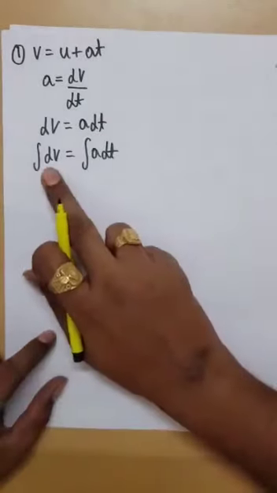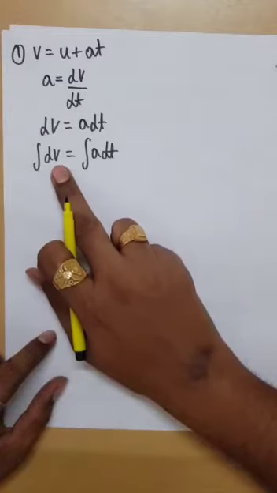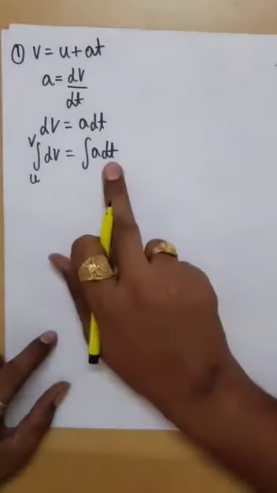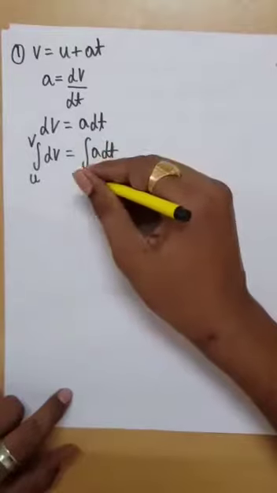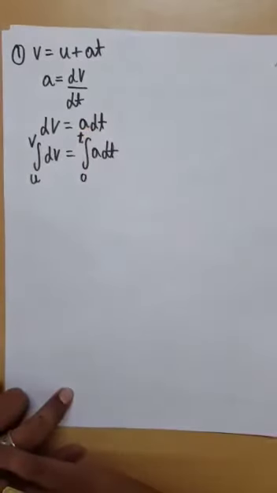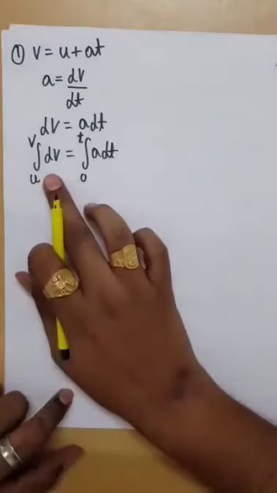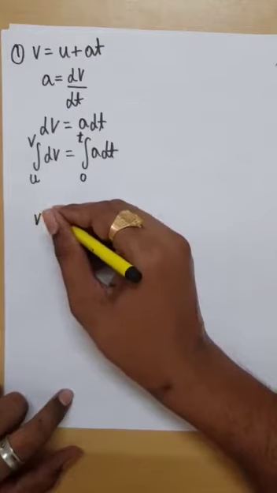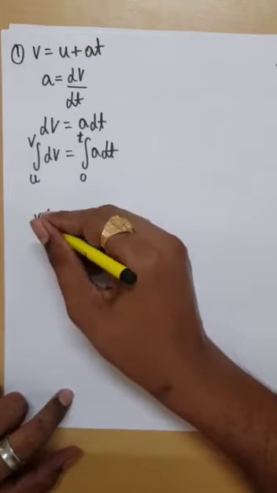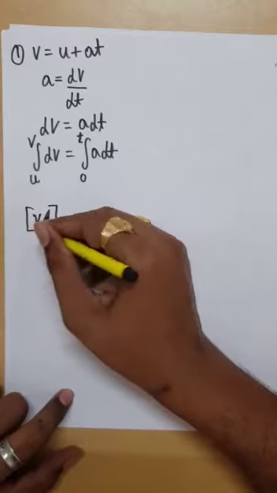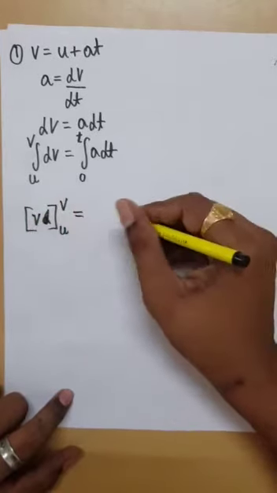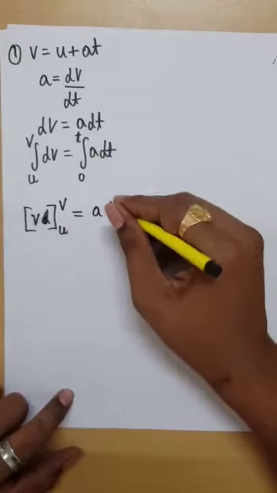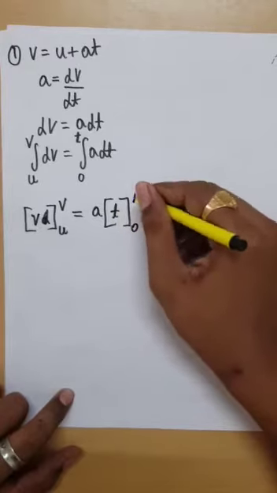Here dv says that the limit should be in terms of velocity, that is, we will take the limit u to v, and here dt says that the limit should be in terms of time, that is, it should be from 0 to t. Now if we integrate over here, then this would become v in box bracket u to v is equal to, here a we will take out, then the integration would become t in box bracket 0 to t.